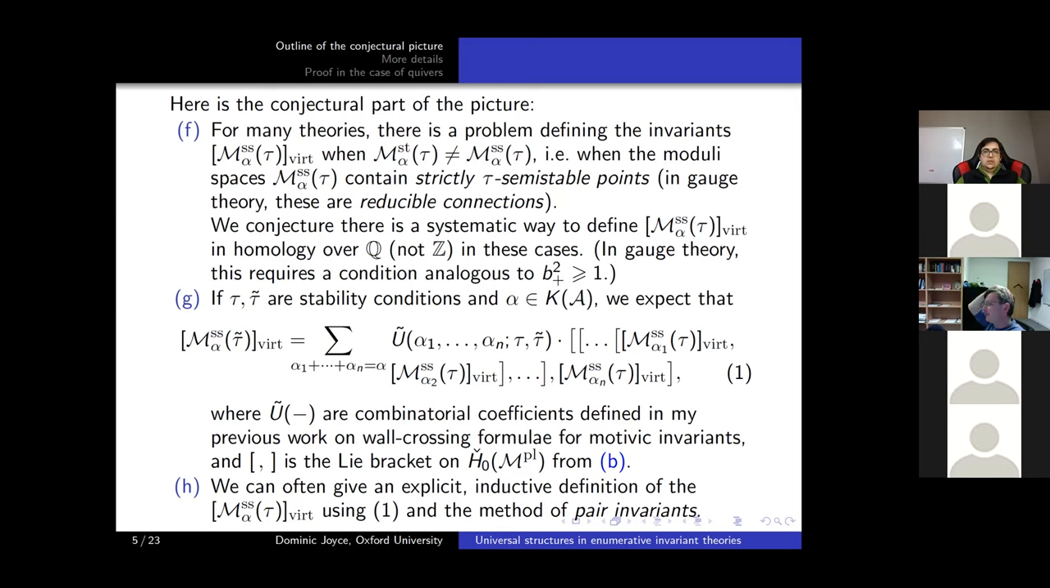Basically, certain wall crossings don't change the invariants, and the wall crossings only change the invariants if these numbers add up. Mm-hmm.